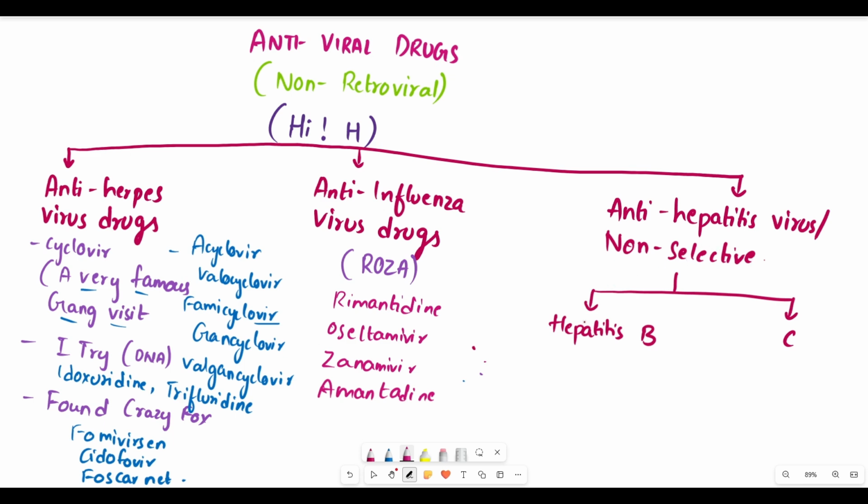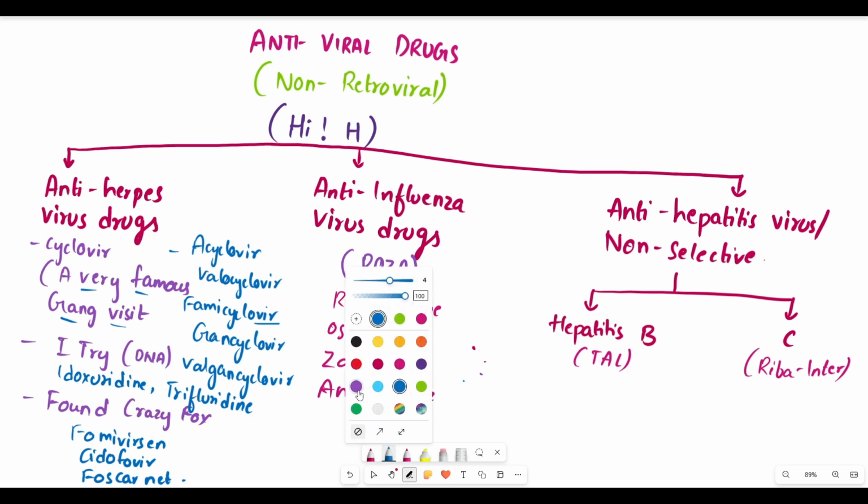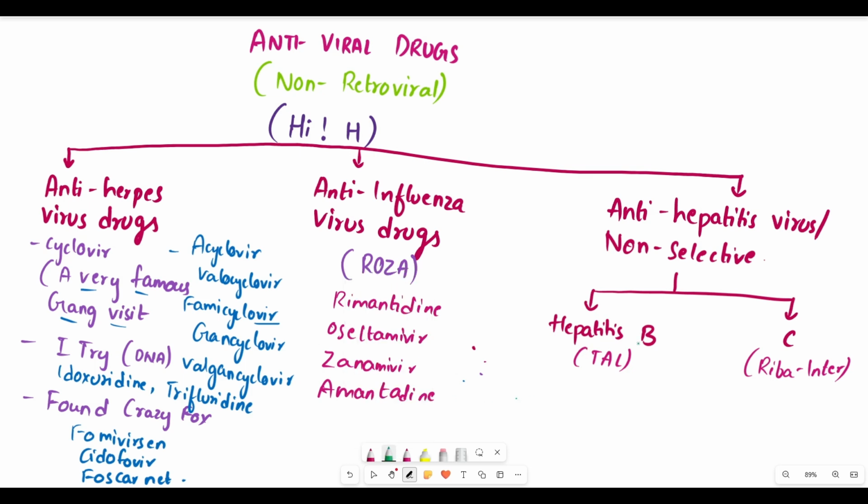Now, coming back to this last class, that is anti-hepatitis virus, which is also called the non-selective drugs. So, here in the hepatitis B drugs, remember it as TAL as a trick, and for hepatitis C, remember it as RIBA is studying in inter. RIBA is studying in inter. And in hepatitis B, remember it as TAL. By using these tricks, let's try to write the examples.